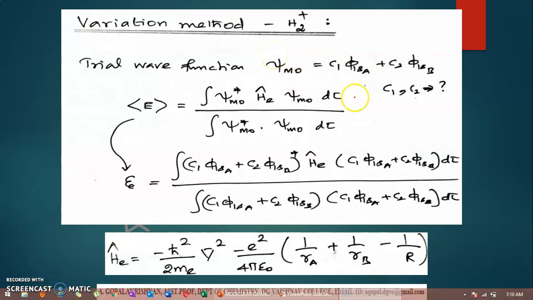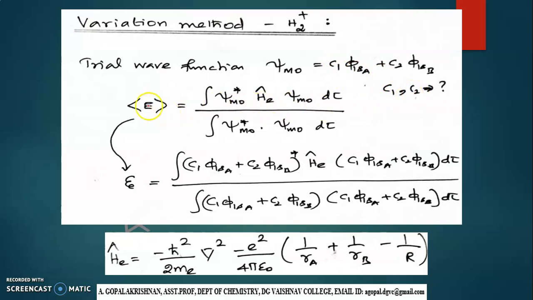The coefficients C1 and C2 are not assumed to have any particular values here. Let C1 and C2 be some coefficients. We will determine these coefficients using the variation method. So here C1 and C2 are some coefficients.